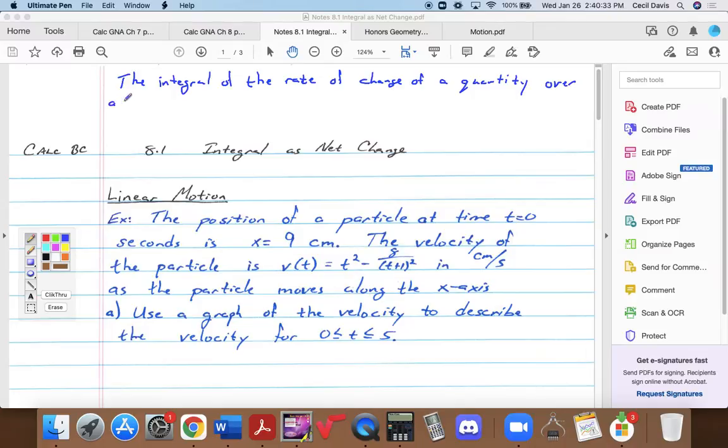The rate of change of a quantity over a time interval. Occasionally, it's not a time interval, but it almost always is. Gives the net change. And in science, what do you call that net change? If it's motion. Average velocity. Average acceleration. Displacement. Yeah. Average velocity. Okay. Of that quantity.